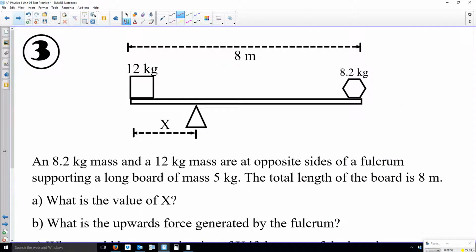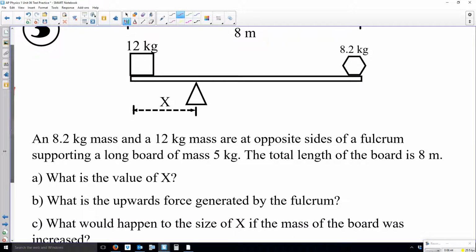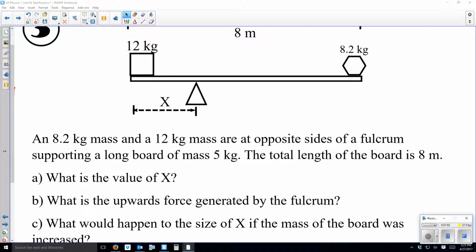Number 3, similar situation, but this time it tells us that we've got an 8-meter long board and that we've got a fulcrum supporting a board, and the board actually has a mass of 5 kilograms this time as well. So this changes things just a little bit. So let me change this up a little bit.